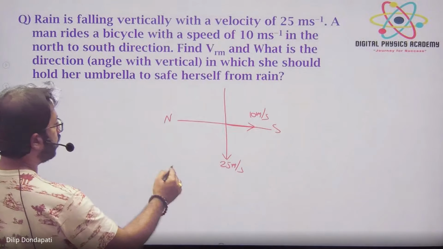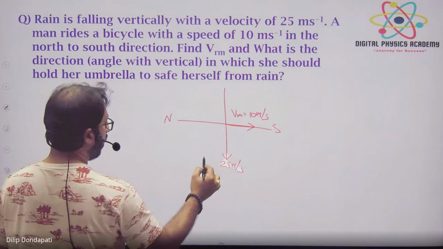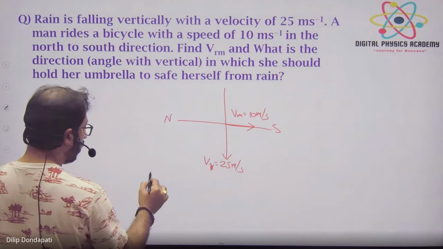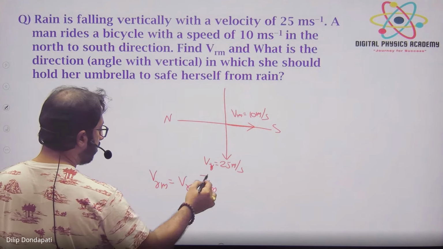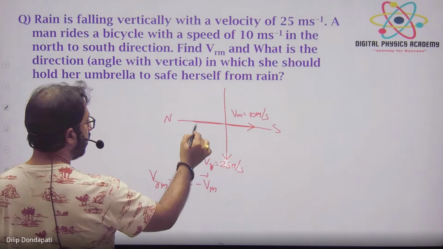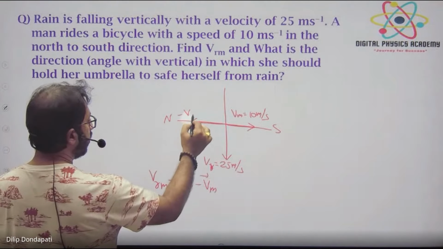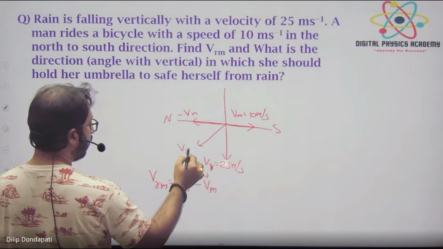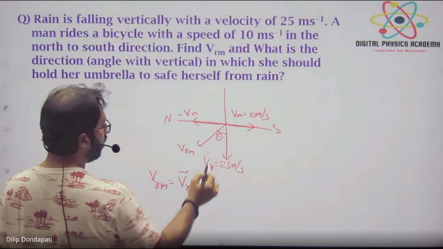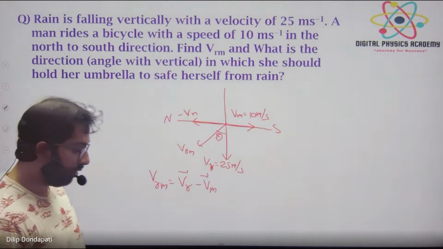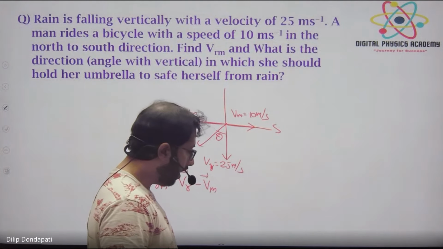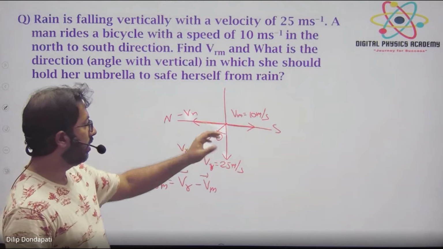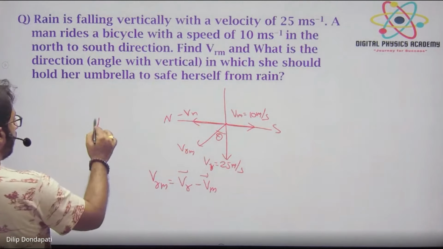And this is velocity of man, right? This is velocity of rain. I know how to find velocity of rain with respect to man: it is VR minus VM. So minus VM, so you have to reverse it. So this is minus VM. So the resultant of these two is only VRM, and this is theta. Same model. Under root it came 5 root 29, and tan theta is opposite by adjacent. So 10 by 25. So tan theta is, theta is tan inverse 2 by 5.